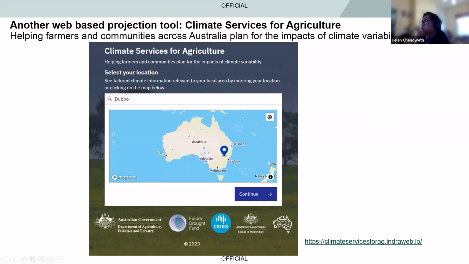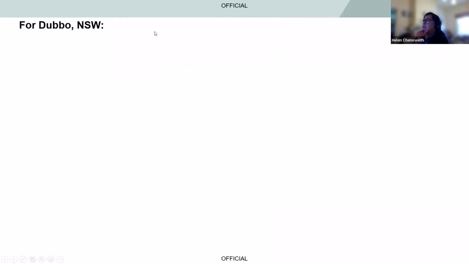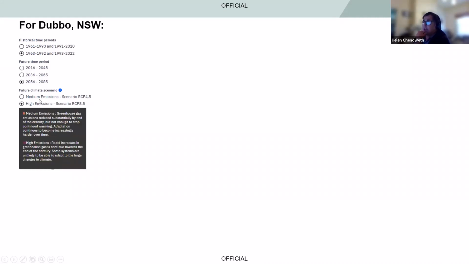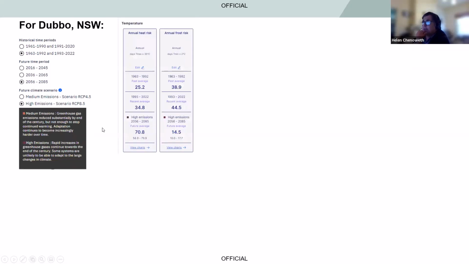There's another web-based projection tool. The Climate Services for Agriculture have this as well. You can actually specify a particular location. In the case of what I've got for you here, this is in Dubbo, in New South Wales. So we just click ahead to that. So for Dubbo, what we do is we set what we're looking for ourselves in terms of emission levels, time periods, and looking at historical time periods going backwards as well. This is just a bit of information about those two emission scenarios.